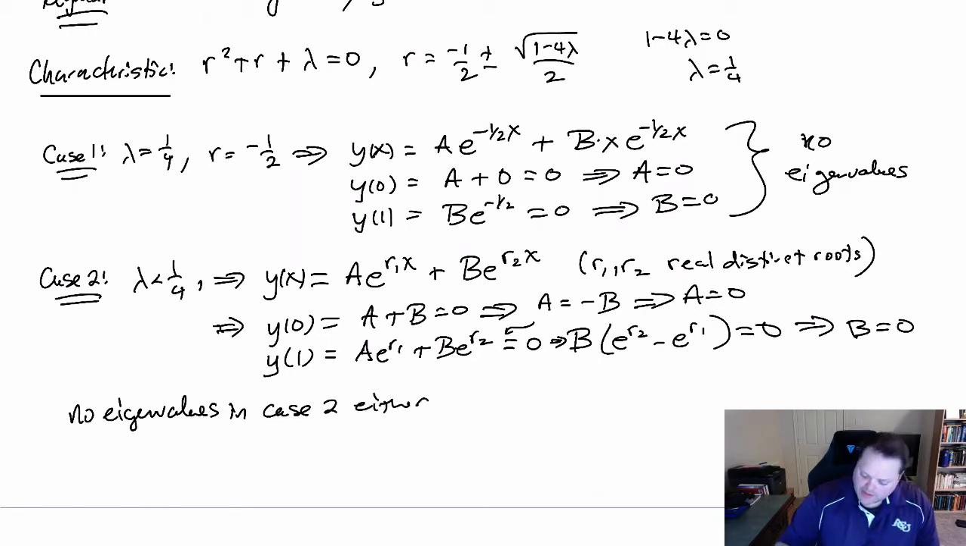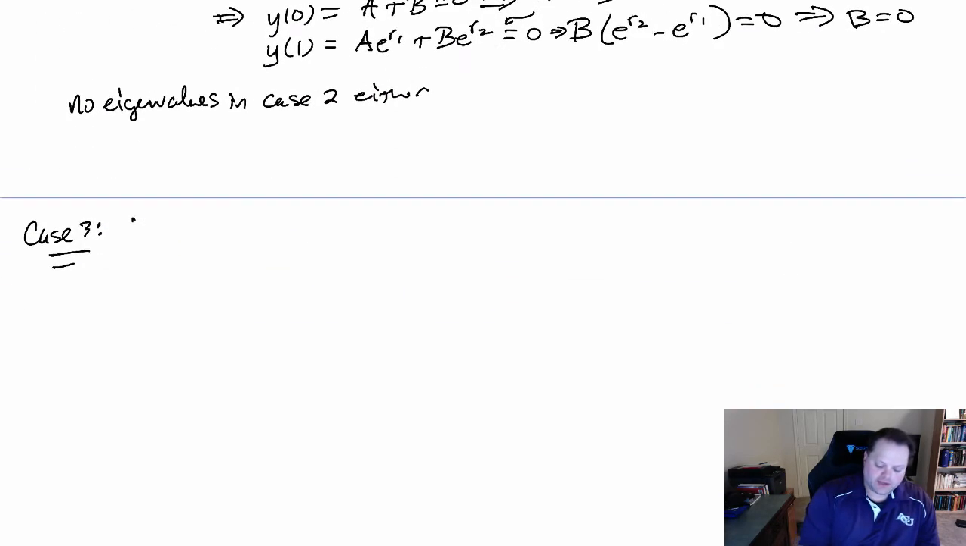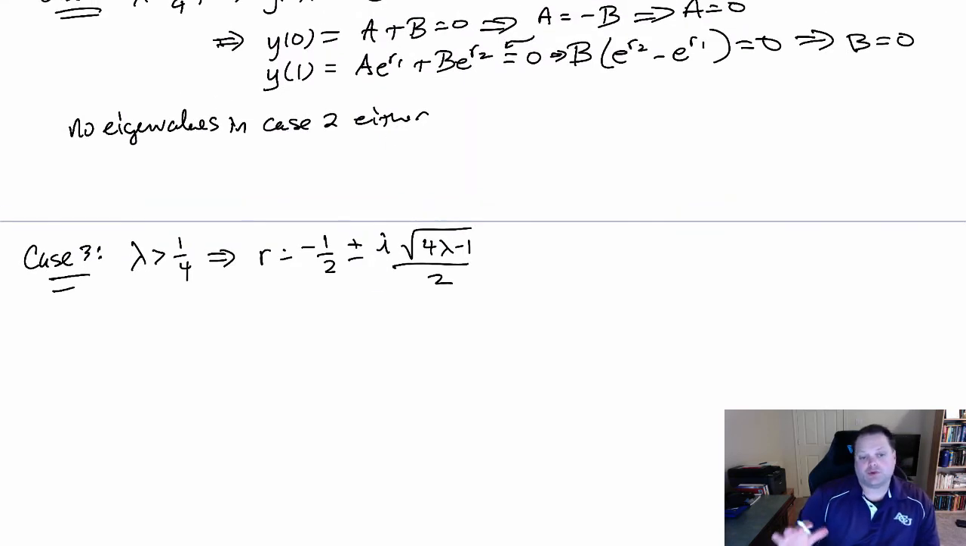All right, that brings us to our interesting case, which I'll call case 3: what if lambda is greater than 1/4? Well, if lambda is greater than 1/4, then your root is minus 1/2 plus or minus i times the square root of 4 lambda minus 1, over 2, because we're assuming the value inside is positive, since we're trying to find the frequency. So we're automatically getting complex characteristic roots.